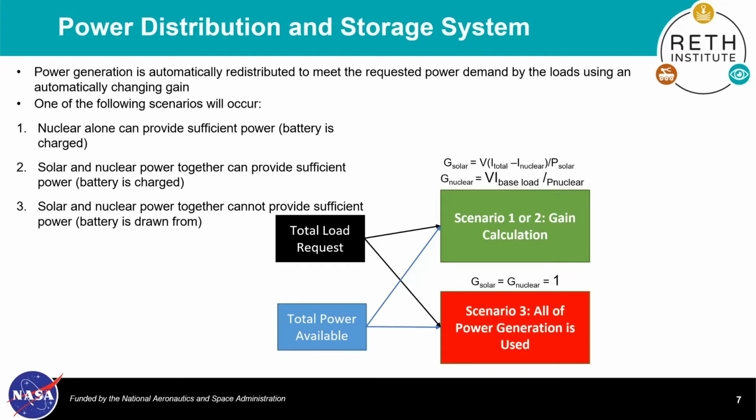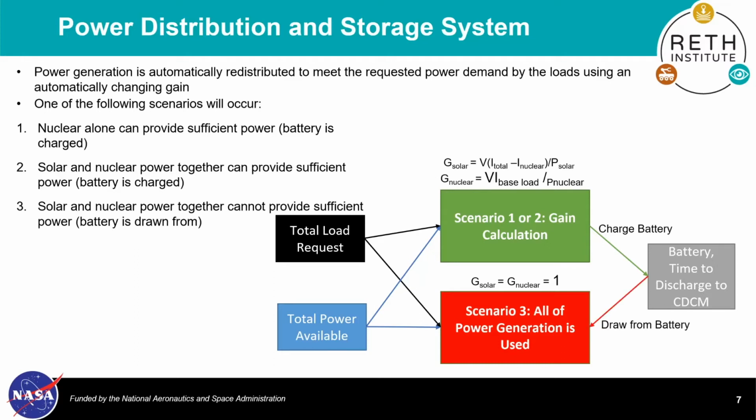In the first 2 scenarios, any excess power can be used to charge a battery, and then in scenario 3, the battery will be drawn from to make up for the loss of power.